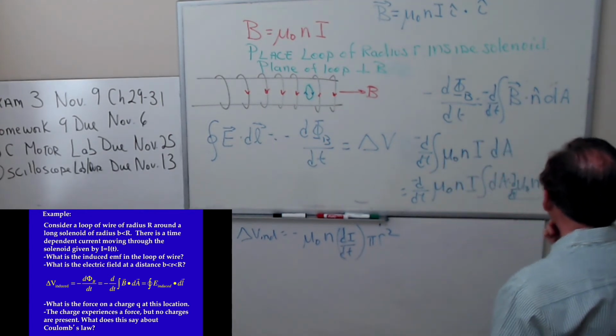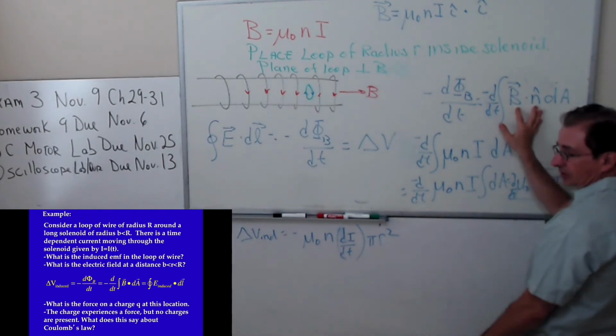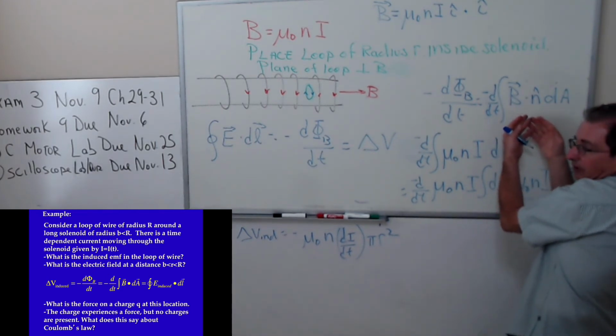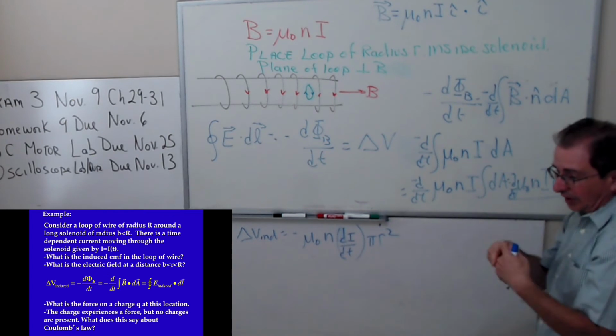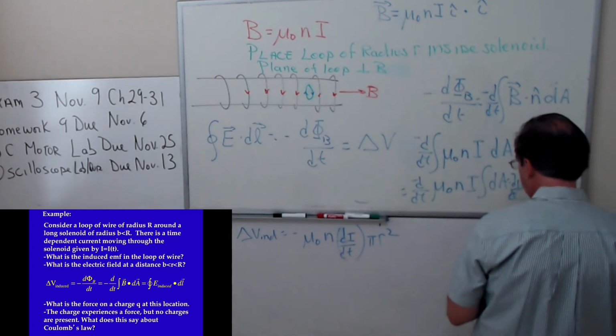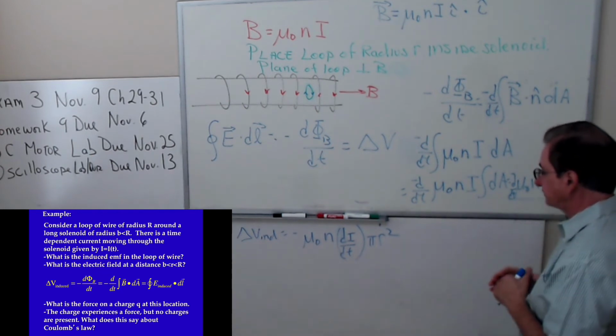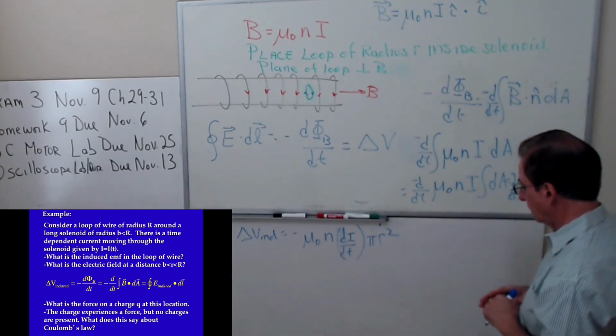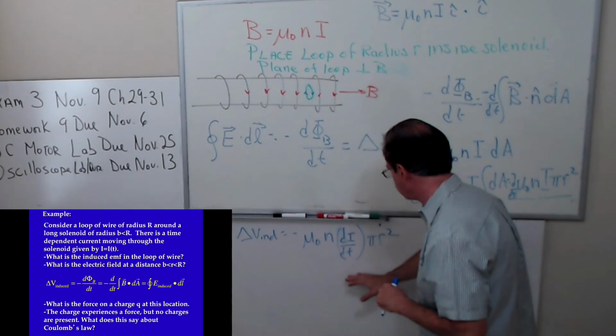When the two vectors are parallel to each other, I either get 1, or if they're anti-parallel, I'll get -1. So here's delta V induced.